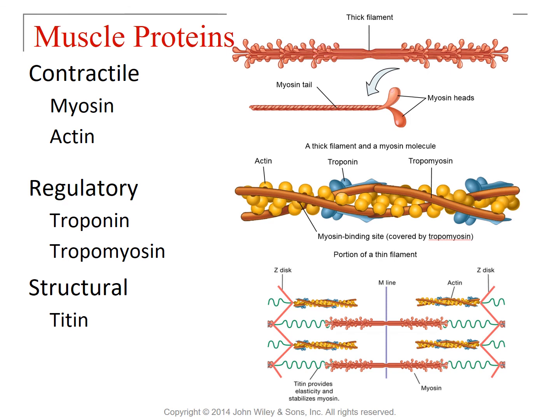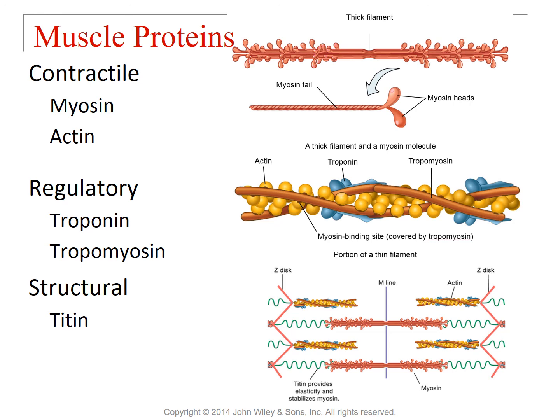Okay, next we're going to take a look at the muscle proteins themselves. So there are a number of different functions with the muscle proteins. There's contractile, there's regulatory, and there's structural. Now when we go through the mechanism of contraction, you'll know what the roles of myosin and actin are to a much greater degree. So basically the myosin is going to attach to and tug on the actin.